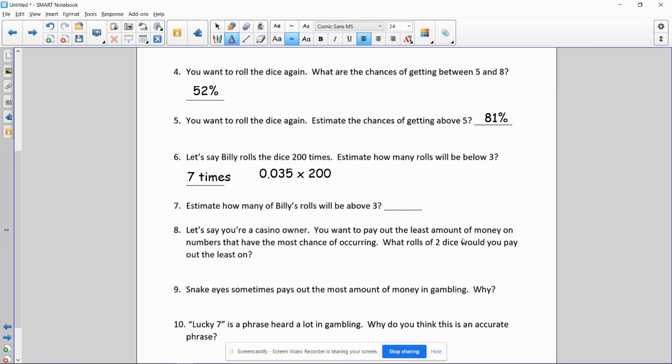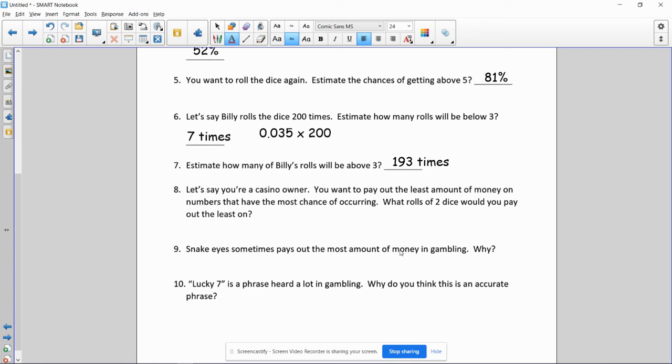Estimate how many of Billy's rolls will be above 3. Well, if 7 rolls are going to be below 3 out of 200, then 193 times you're going to get above 3. How did I get that? 200 minus 7, 193.